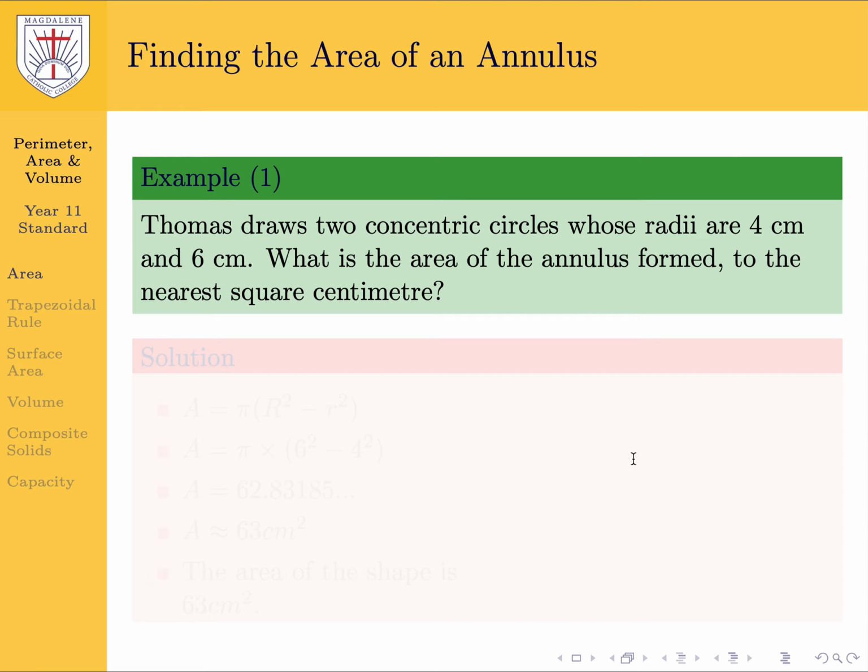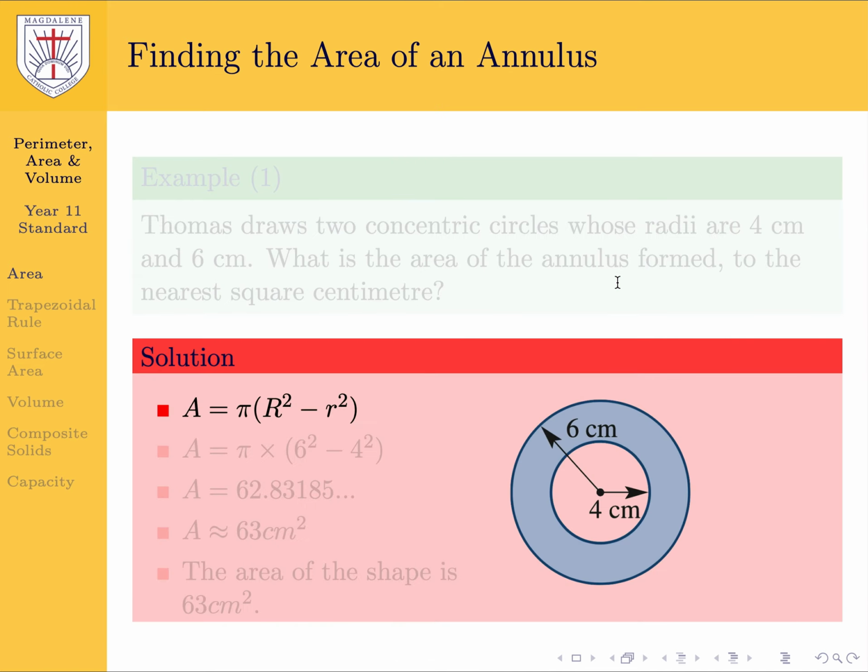The first example we're going to look at is about Thomas, of course, and this is finding the area of an annulus. Thomas draws 2 concentric circles whose radii are 4 centimeters and 6 centimeters. What is the area of the annulus formed to the nearest square centimeter? So first of all, you can see we've used the word annulus, so that means we need the annulus formula. I've also drawn a picture of this because it's not given in the example.